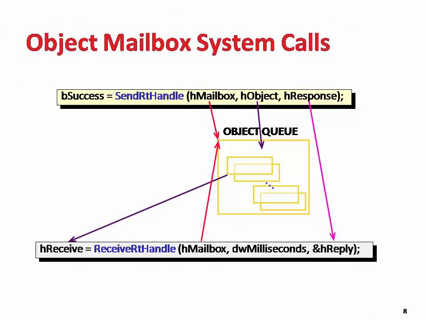An object mailbox is used to send and receive handles for RT objects. The response mailbox parameter can be used as a return address in a handshake type of transaction. This parameter can be a handle for a mailbox or a semaphore, or it can be null_root handle to indicate that no response is expected.